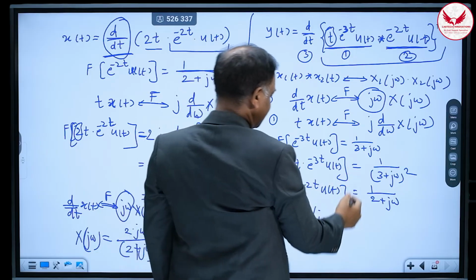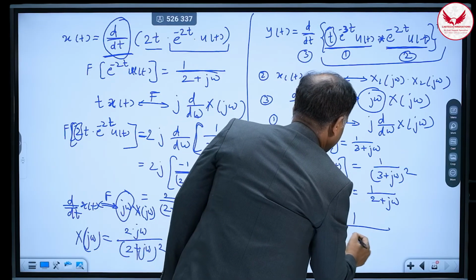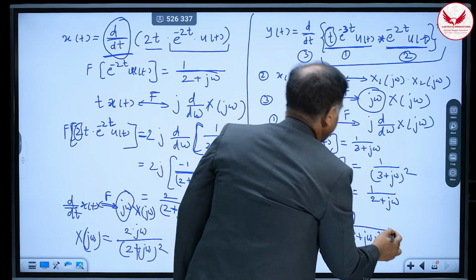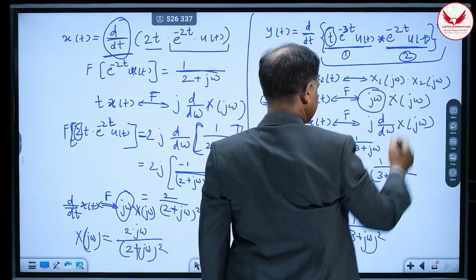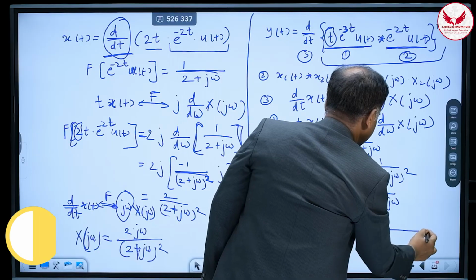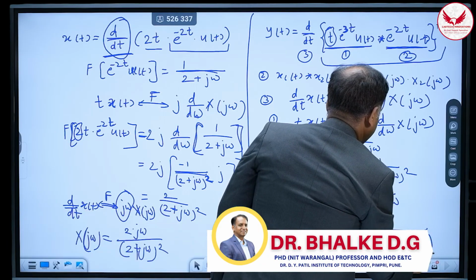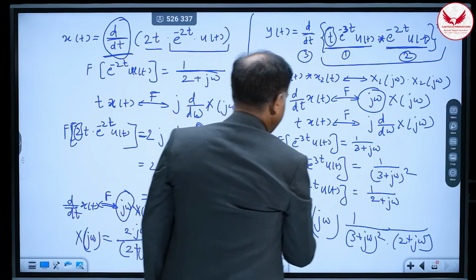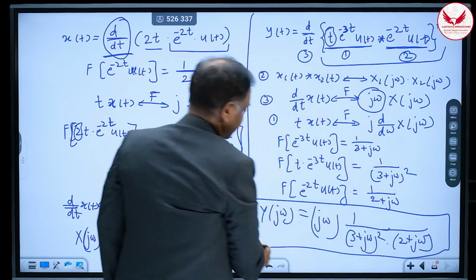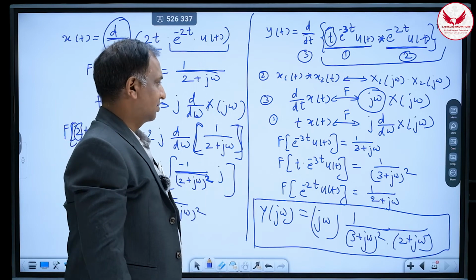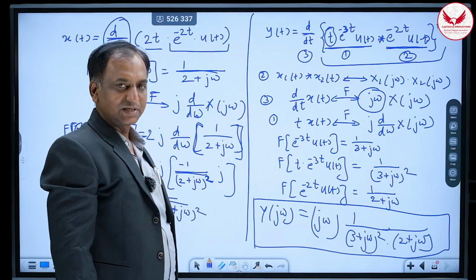So the Fourier transform of this is equal to 1 upon (3 plus j omega) squared, into the Fourier transform of this, which is 1 upon 2 plus j omega. So you can write it into (2 plus j omega). So this is the whole Fourier transform of this signal. We are just using the properties. You have to use three properties, and accordingly you can find the Fourier transform of any complex signal.